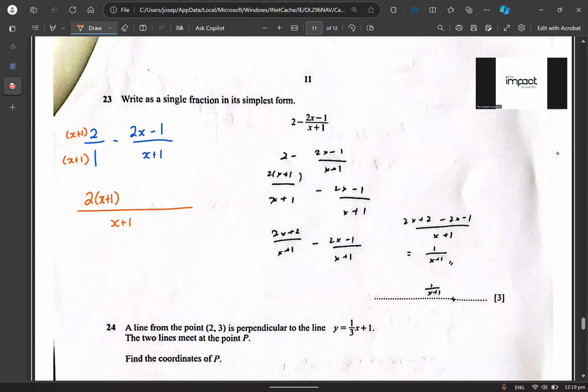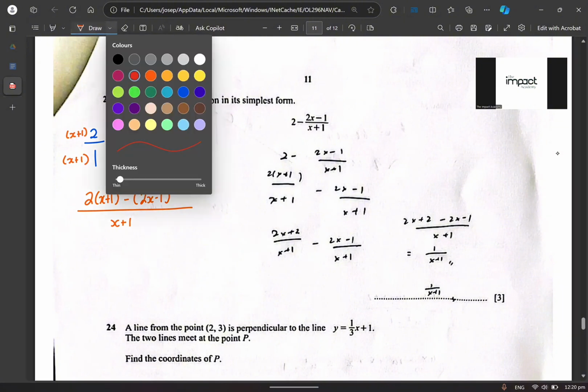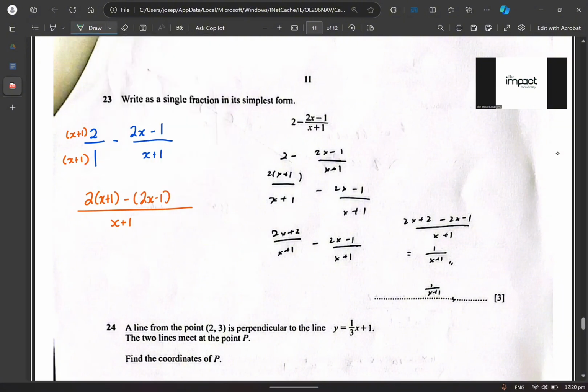You got to be extremely careful with this. I kept saying this. You have to minus and then you do 2x minus 1. You have to bracket. Did you bracket or not? If you never bracket, you won't get it right. Okay. You understand what I'm saying or not? You get what I'm trying to say? You must bracket. I always say that when you see a minus in a fraction, you got to be very careful. So this becomes 2x plus 2.